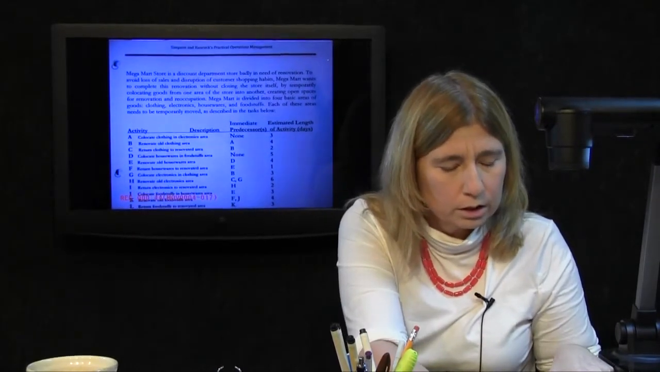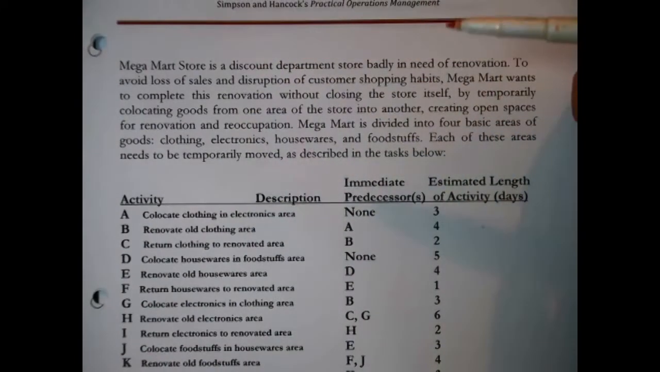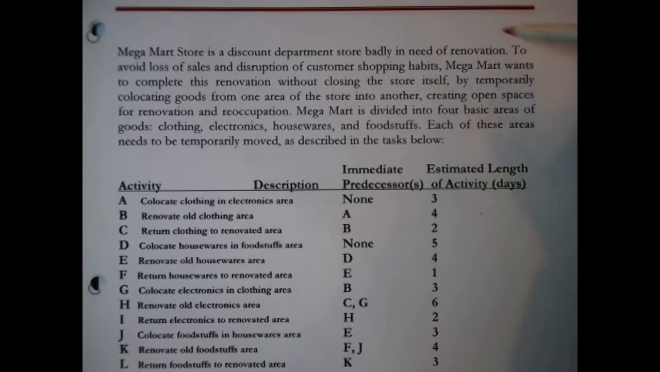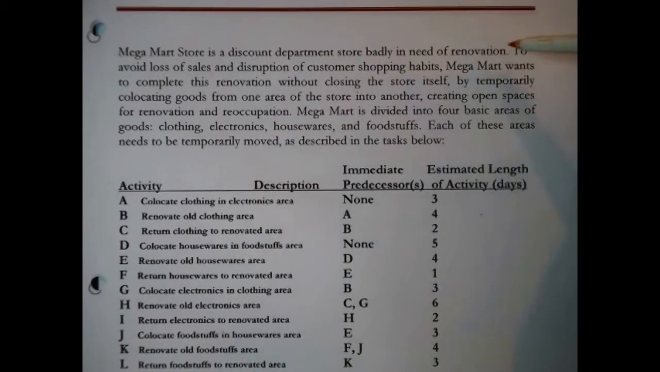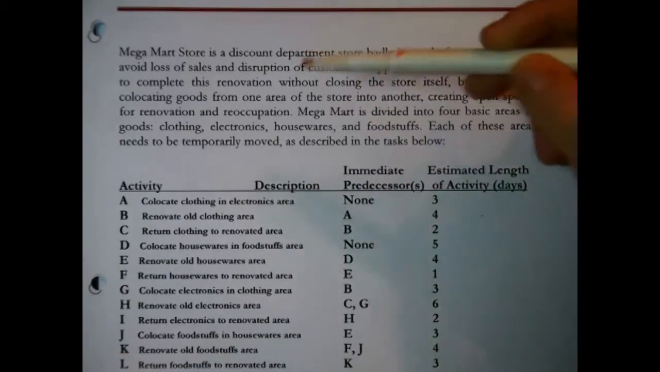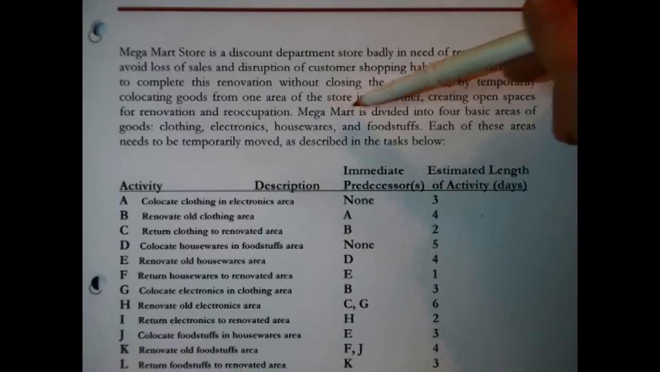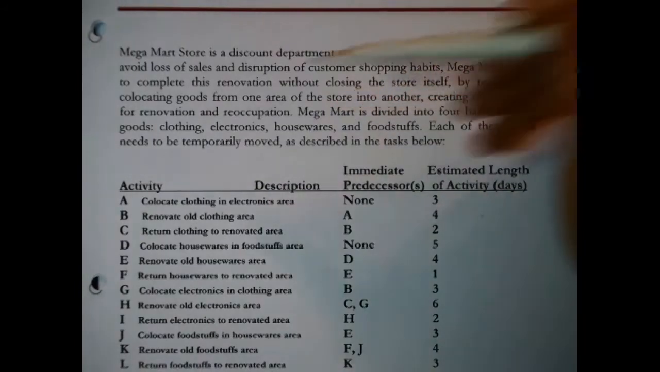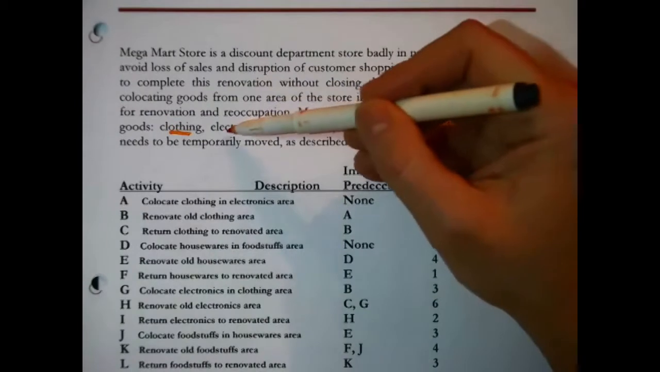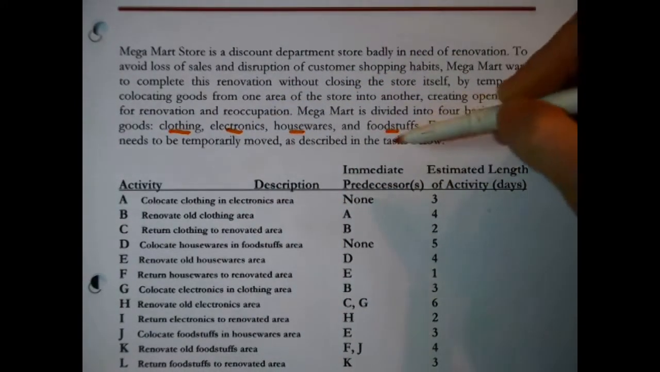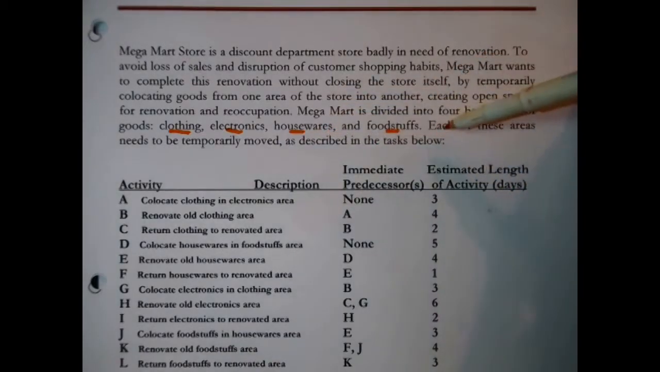Let's take a look. Mega Mart store is a discount department store badly in need of renovation. Okay, that's the context. To avoid loss of sales and disruption of customer shopping habits, Mega Mart wants to complete this renovation without closing the store itself by temporarily co-locating goods from one area of the store into another, creating open spaces for renovation and reoccupation. Mega Mart is divided into 4 basic areas. Okay, this is going to become important. Clothing, electronics, housewares, and foodstuffs. Each of these areas need to be temporarily moved as described by the following tasks.